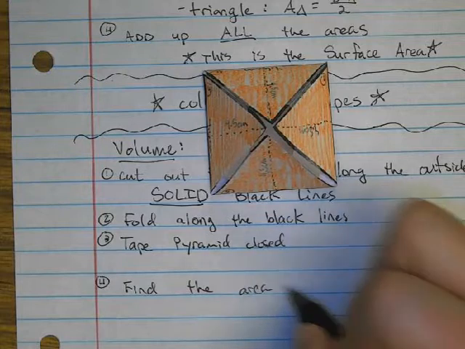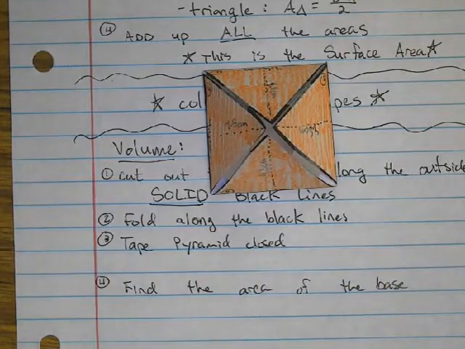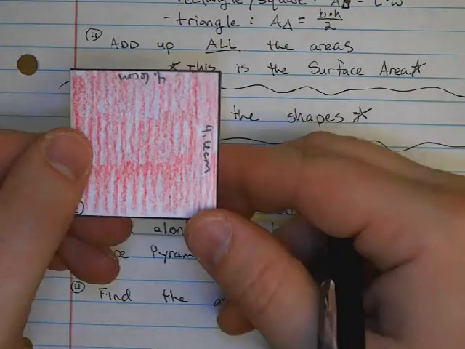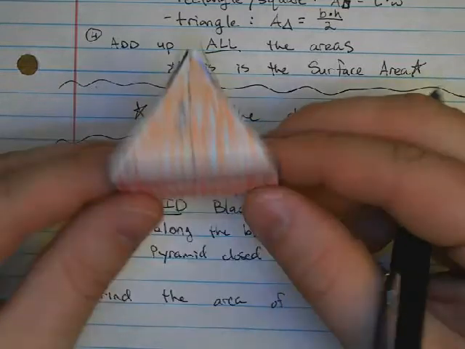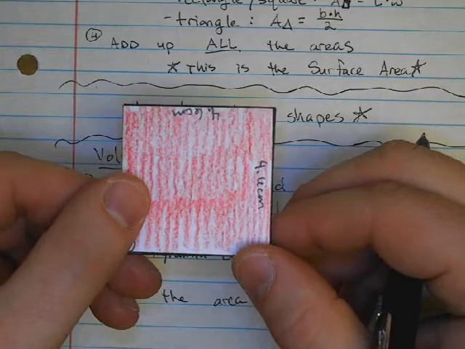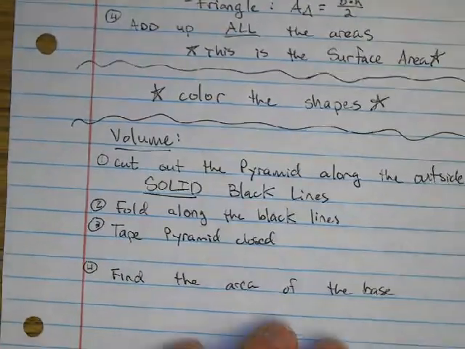Find the area of the base. And how we'll do that is we'll just find the area of that square that it's resting on. So whatever side it's resting on, where the point's sticking up, we're going to call that the base, and we'll find the area of the square, which is length times width. So we'll do 4.6 times 4.6. So find that area on your assignment.